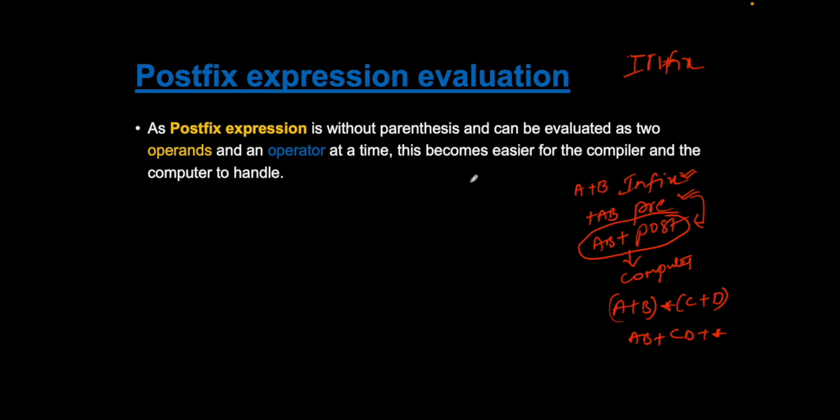Generally it is evaluated with two operands. To evaluate it, you need two operand values. As we already know, a and b are the operand values, and one operator is used. So whenever you want to evaluate a postfix expression, two operand values and one operator are required. For example, here two operand values and one operator are taken. That is the evaluation of that expression, and it is easy for the computer.